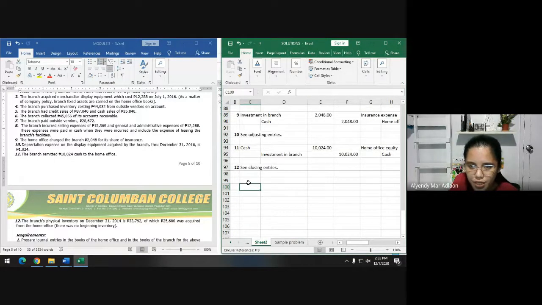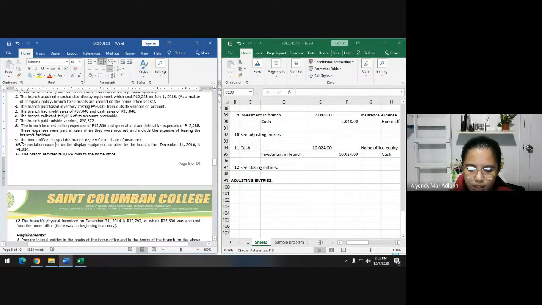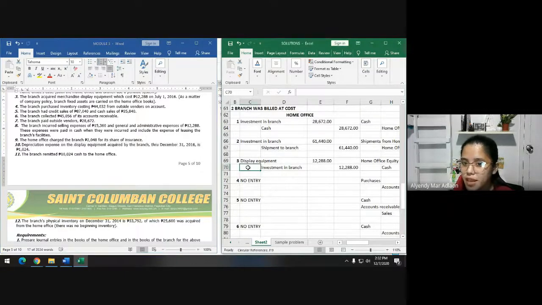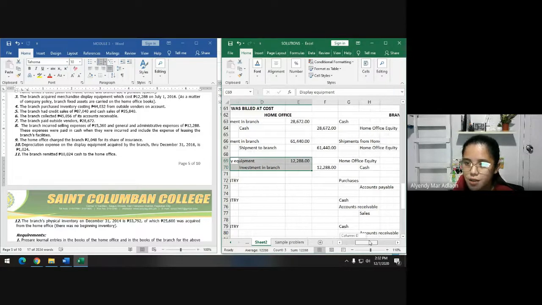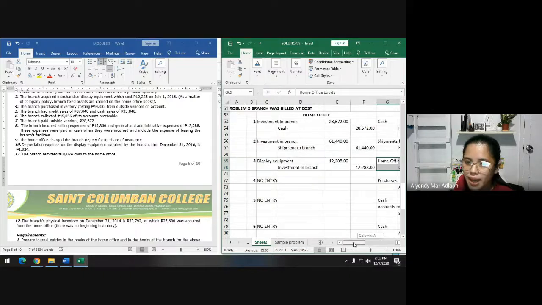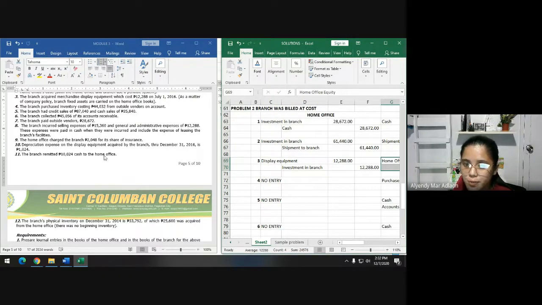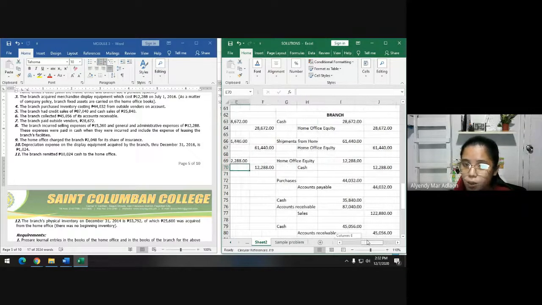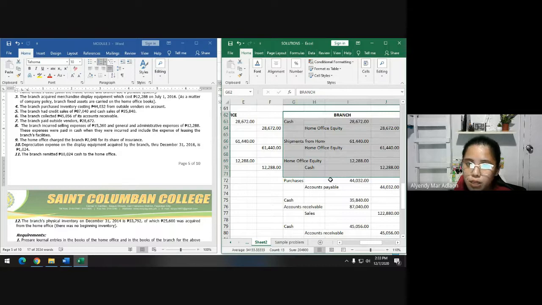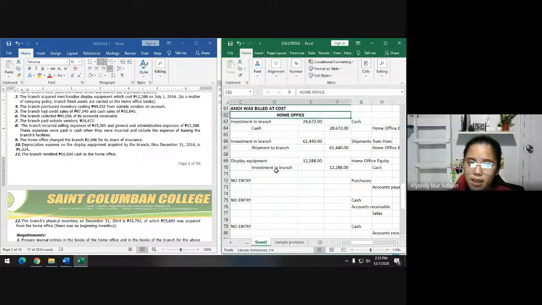Now, okay, let's have our adjusting entries. Okay, for the adjusting entries, katong number 10, no? Naa tay isa ka adjusting entry that pertains to the depreciation. Depreciation expense on the display equipment is 1,024. Remember, the display equipment was recorded in the home office. Kang branch, wala gi-record ang display equipment. But take note that since this expense is attributable to the branch, so dapat kang branch na i-record ang depreciation expense.